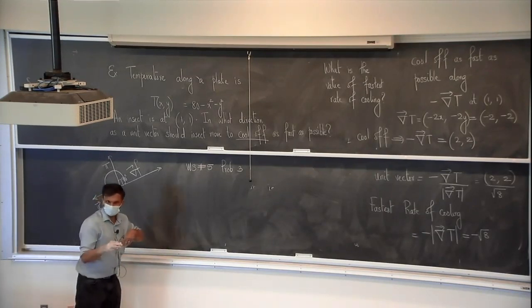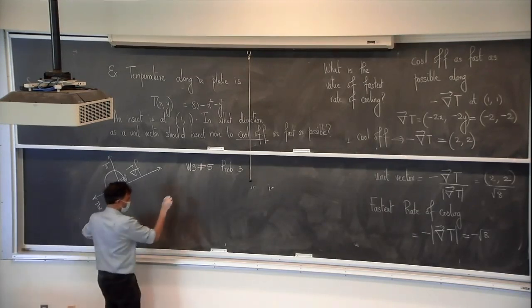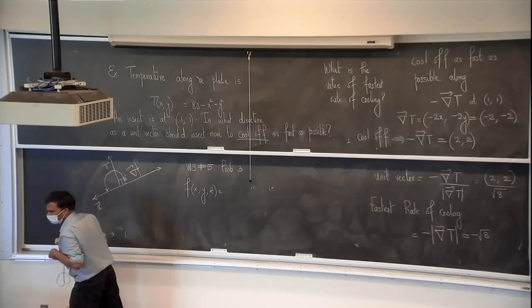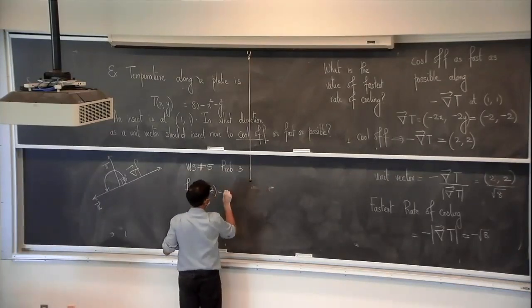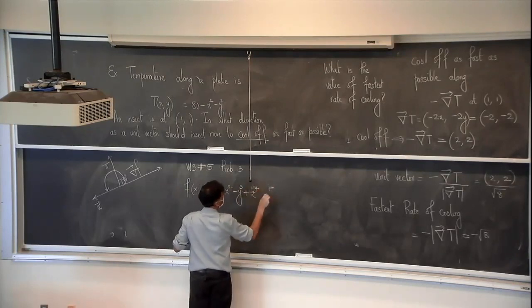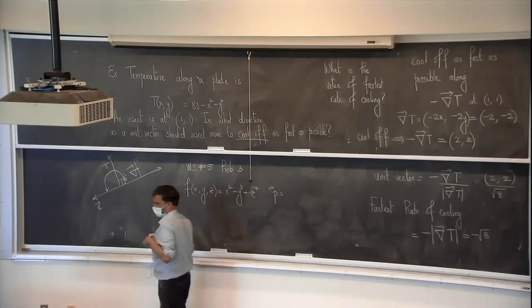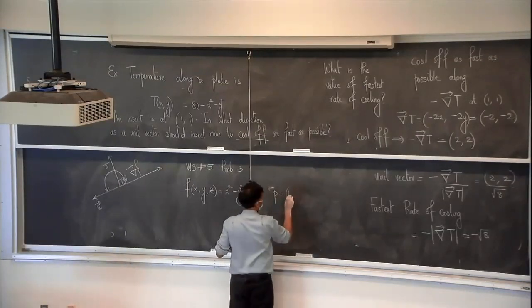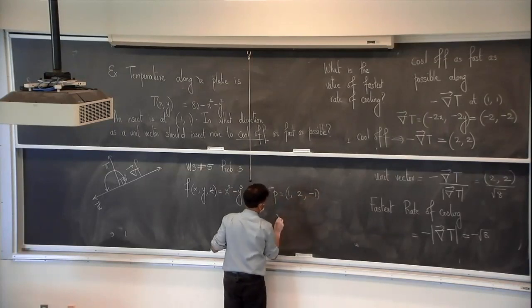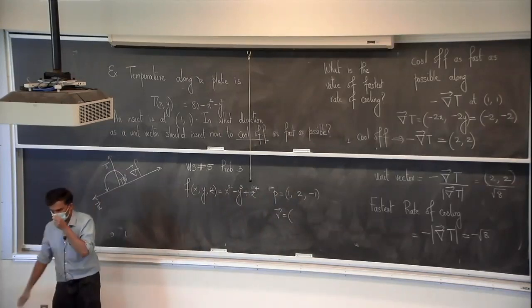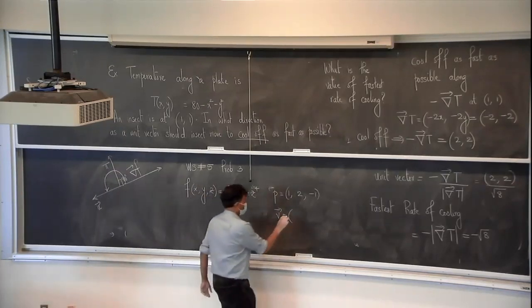Do you have a copy of that here? Do you want me to write it down? P is (1, 0, negative 1). V is (1, negative 1, 2).